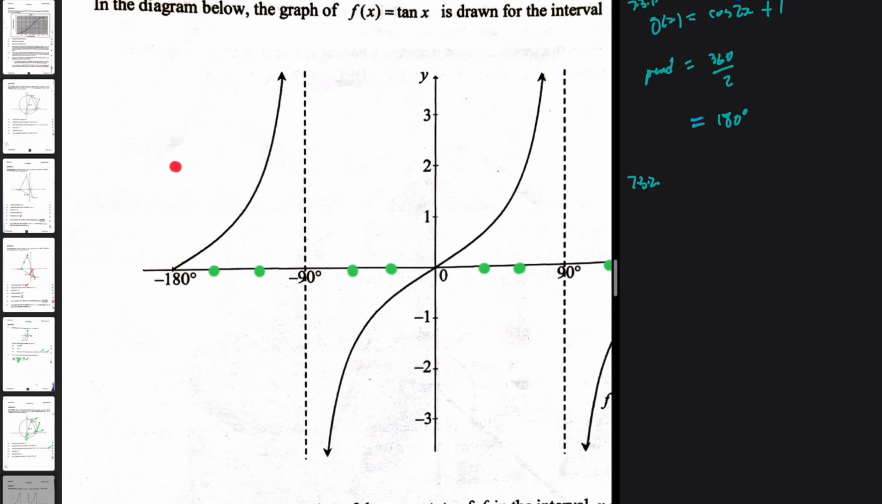3 over 2, which is 1.5. So somewhere here. I want these dots to be straight. And then let me substitute minus 120. I get a half. So there we go. And then when I substitute minus 90, I get 0. And then minus 60, I get a half. So there, minus 30, I am getting 1.5.